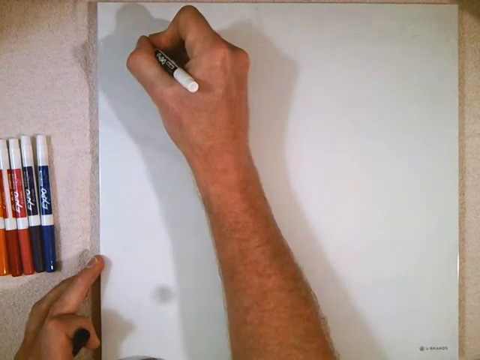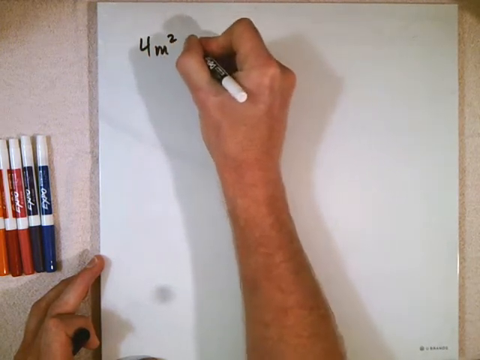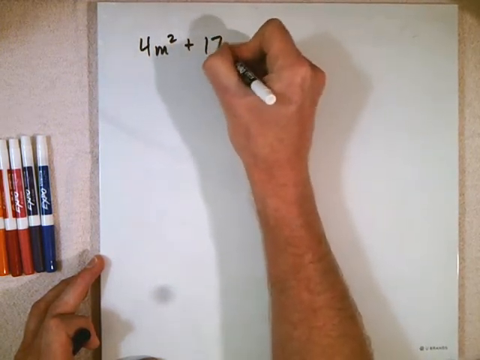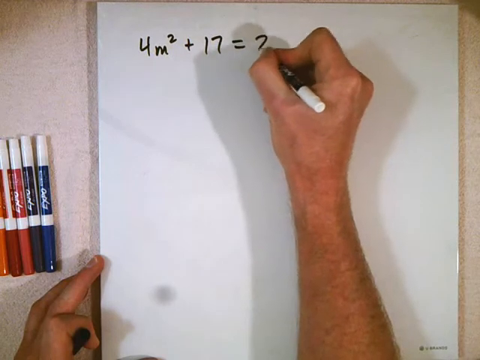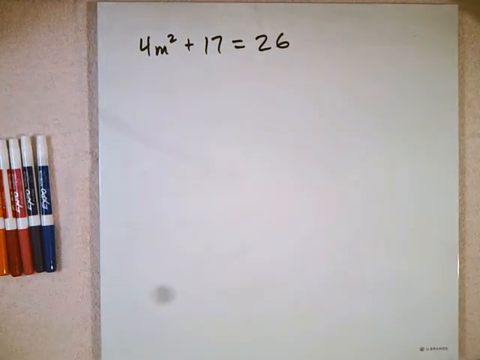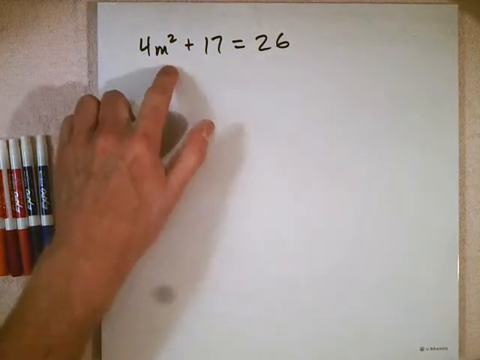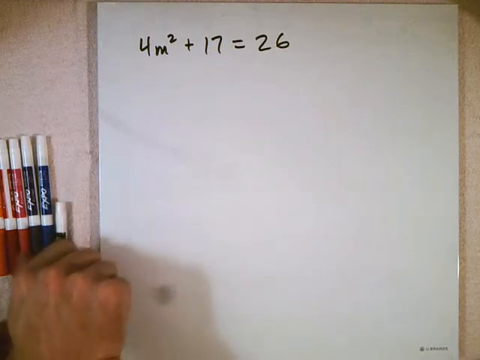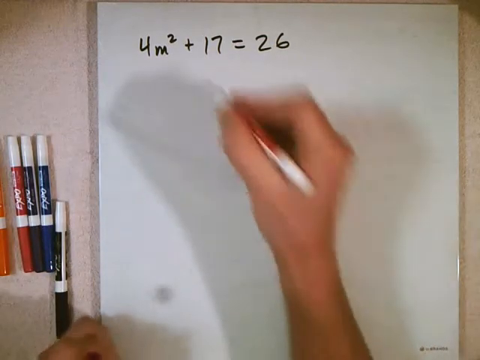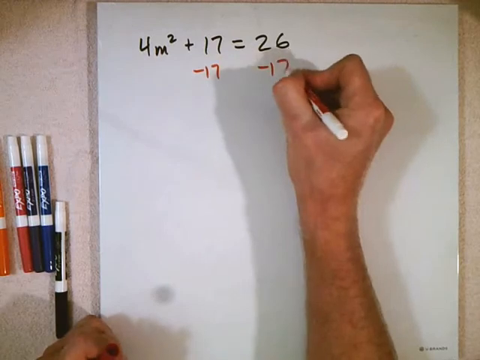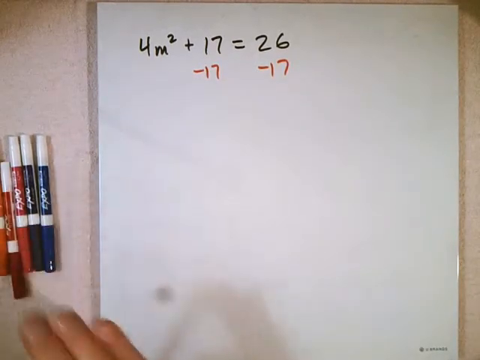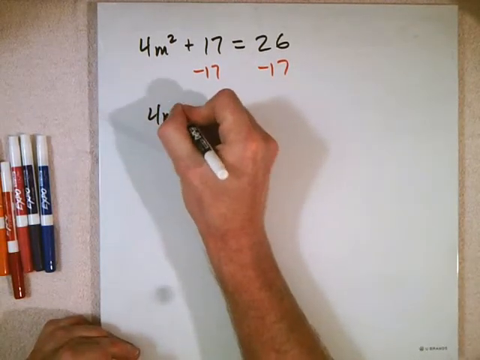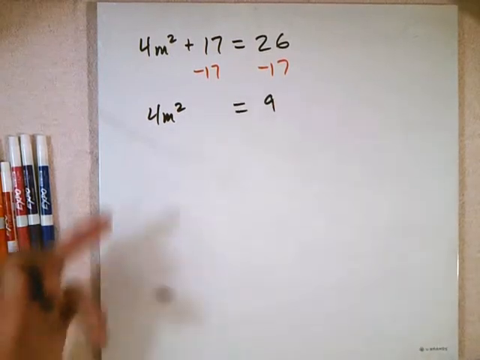Try this guy here. 4m squared plus 17 equals 26. All right. Now, again, to use the square root property, you have to get the m squared by itself. Not too difficult to do, as you can see. Just isolate it by moving the 17 over first. All right, so 26 minus 17 is going to be a 9 there. And then divide both sides by 4.